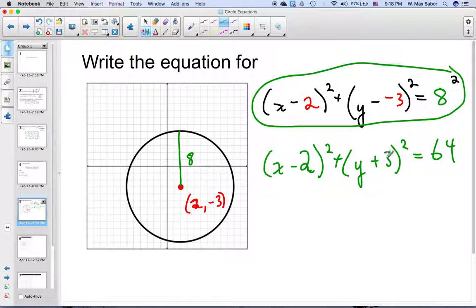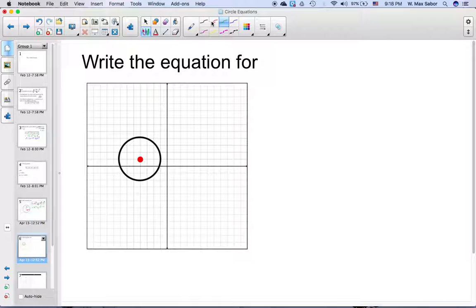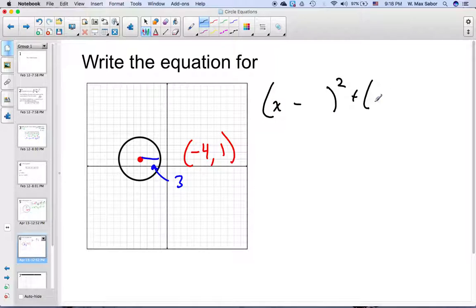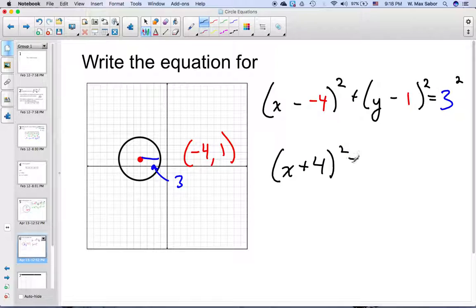Please don't square the 3. However, subtracting a negative is the same thing as adding a positive. All right, here, that point is negative 4, positive 1, and the radius is 3. So let's rewrite this again: x minus something squared, y minus something squared equals the radius squared. I'll substitute those in. 3 is the radius, negative 4 and positive 1. I would accept that. Or x plus 4 squared plus y minus 1 squared equals 9.